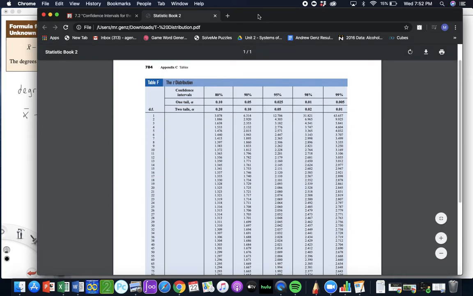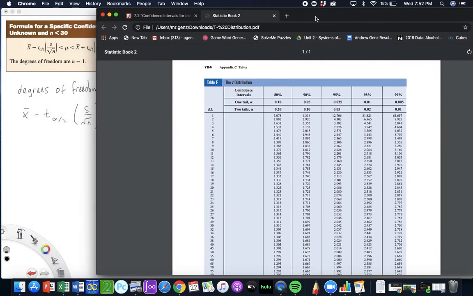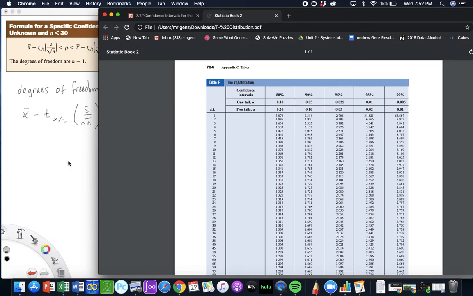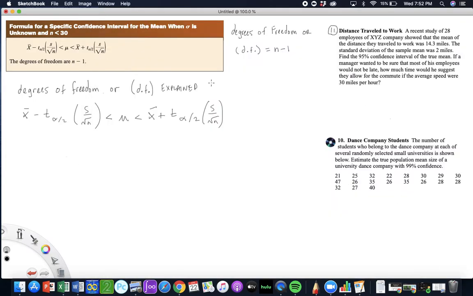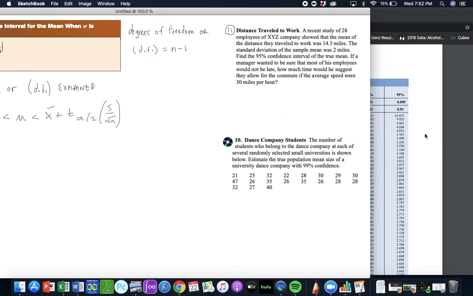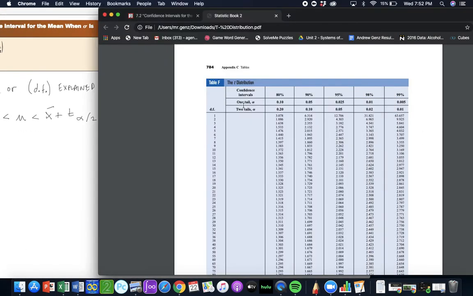So instead of using our normal distribution chart, we're going to be using this t-distribution. All right, and pretty much the same rules apply here. One thing I want you to disregard is this one-tail, two-tail stuff. Don't pay any attention to that. That's something we're going to look at in the future.